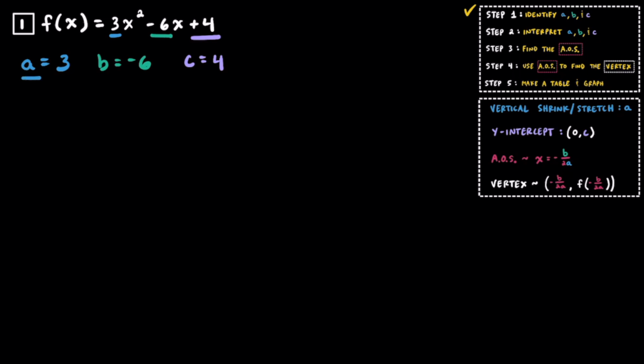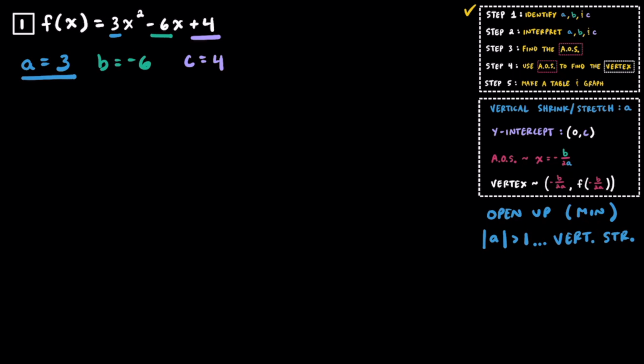Let's see what we know from looking at these constants. When a is equal to 3, that's a positive coefficient, so we know that the parabola is actually going to open upwards. What that means is it's going to have a minimum instead of a maximum. On top of that, because the absolute value of a is greater than 1, we know that there's going to be a vertical stretch here. This just means the parabola is going to be skinnier than normal.